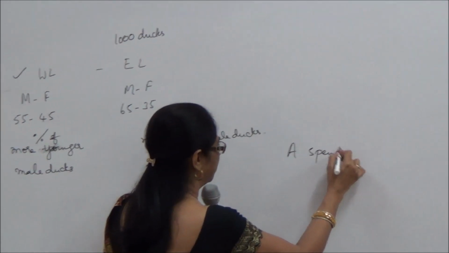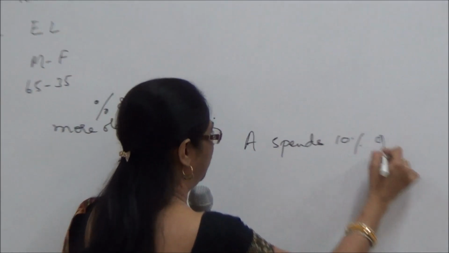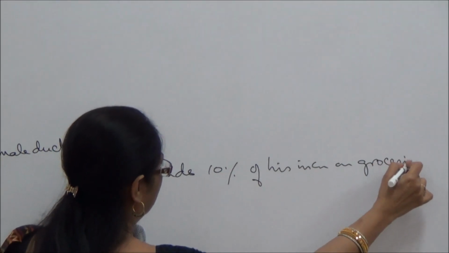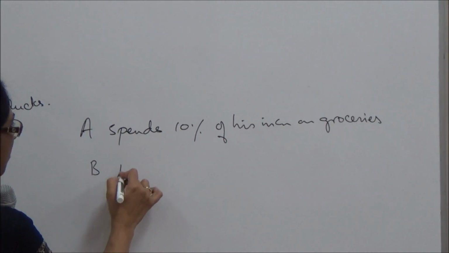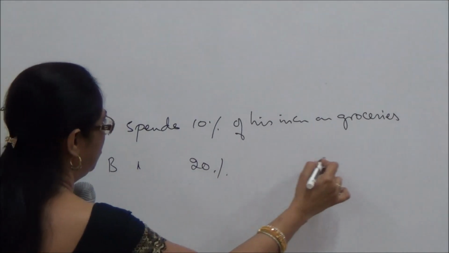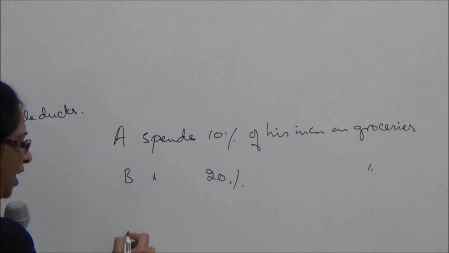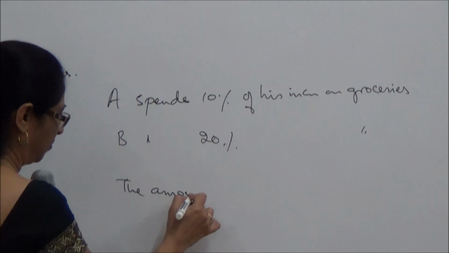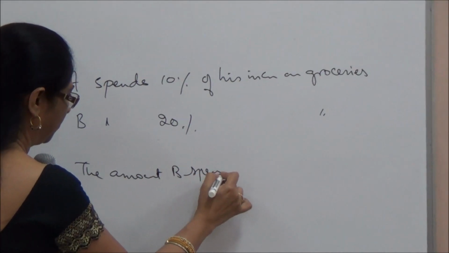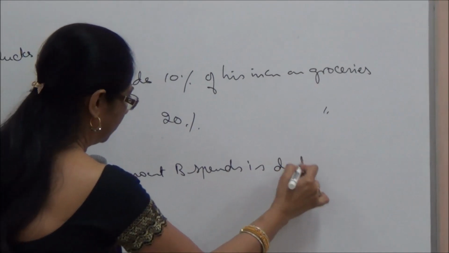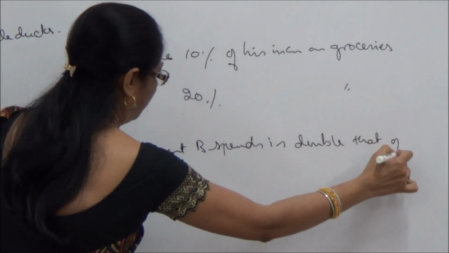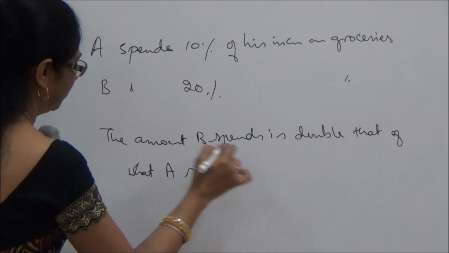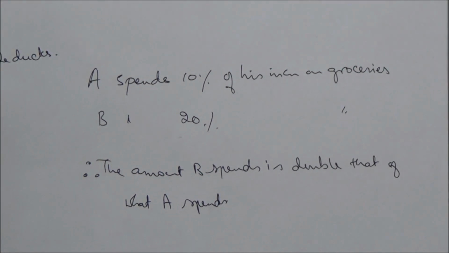A spends 10% of his income on groceries. This is something I did before. B spends 20% of his income on groceries. From this, can I say definitely that the amount B spends is double that of what A spends? Can I say this as my conclusion?